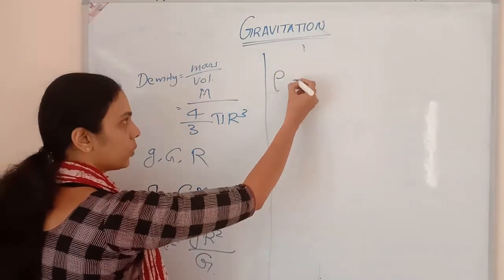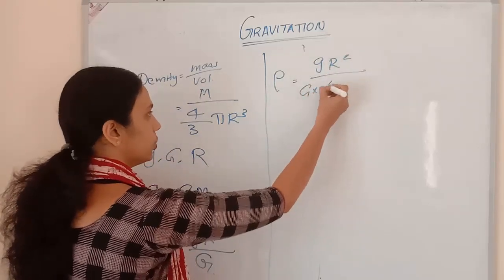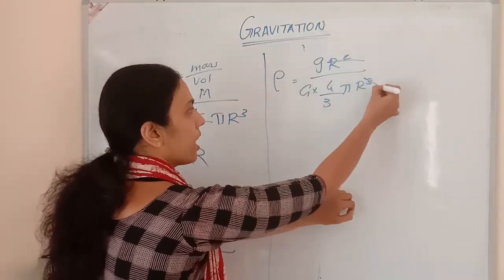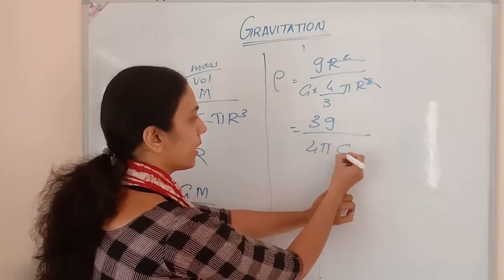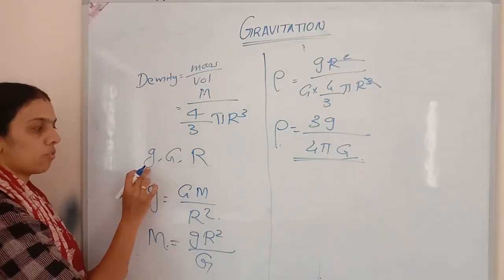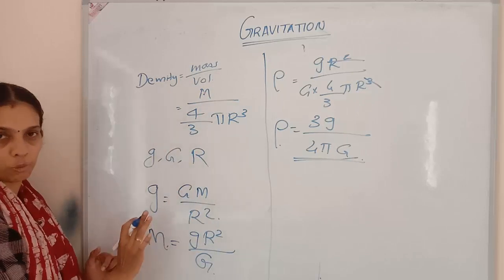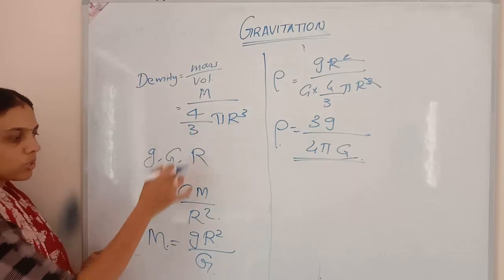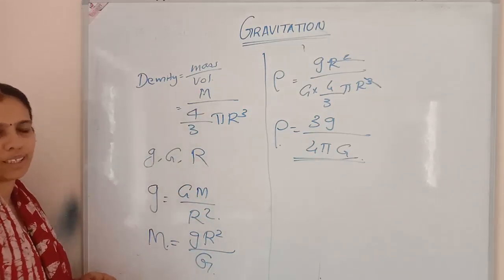So instead of M, we will be getting gR square divided by capital G. So density rho equals gR square divided by capital G into 4 by 3 pi r cube. R square and r cube will get cancelled. We will get 3g divided by 4 pi G. This will be the representation of rho in terms of small g, capital G and R. In terms of small g, we can change the value of M and we are getting it like this.